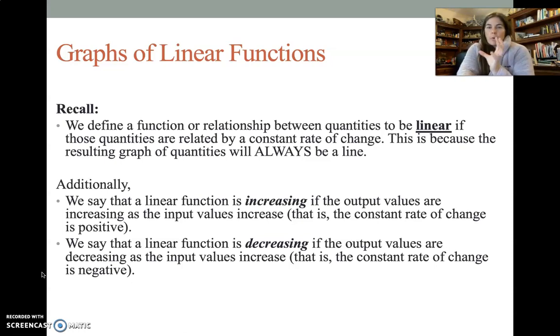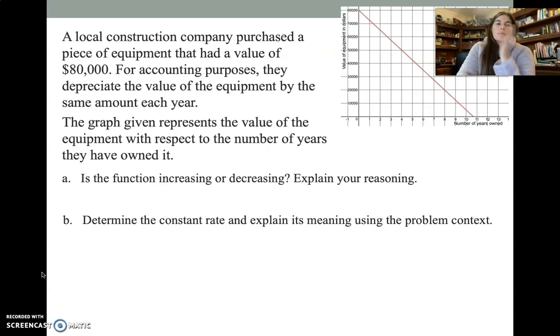That's always important to keep in mind because you want to be able to picture it: if you have a positive rate of change, your graph is increasing. If you have a negative rate of change, it's decreasing. So let's take a look at this example.